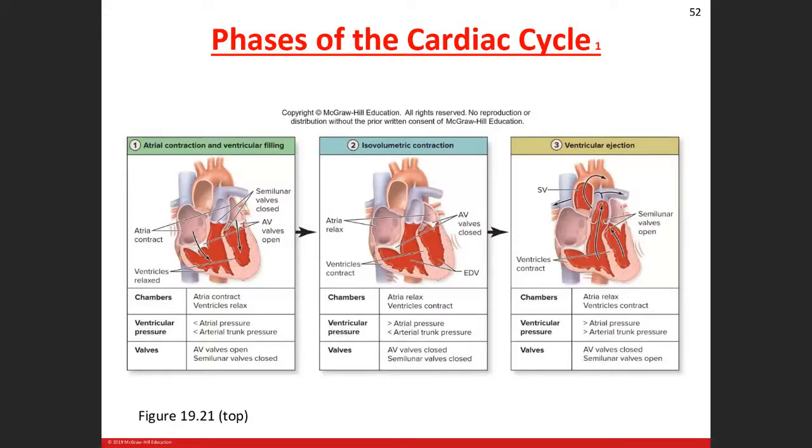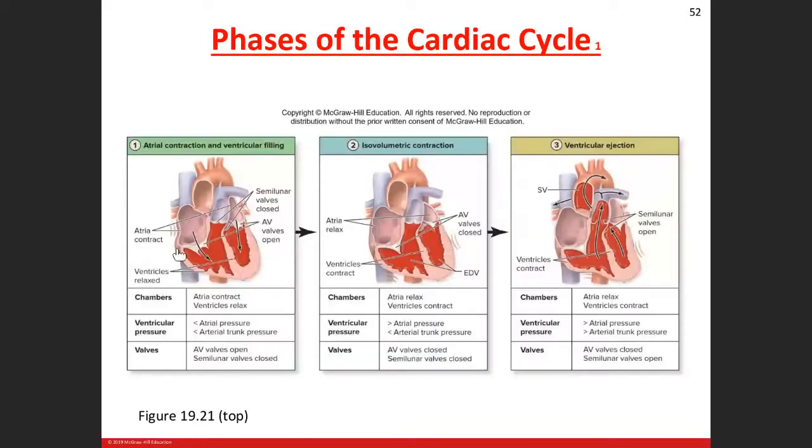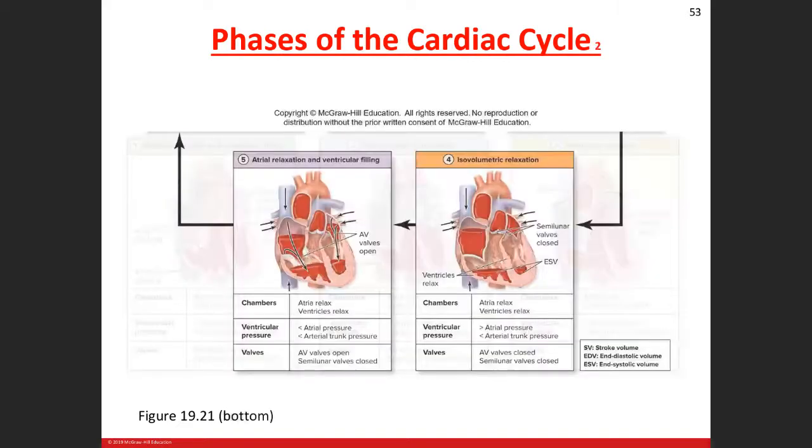This will be the phases of the cardiac cycle. I always like to start when everything's relaxed. So that would actually be this one right here, which is phase 5 on this chart. But I always like to start with relaxation. But this is when the atria start to contract here. And then it walks you through.